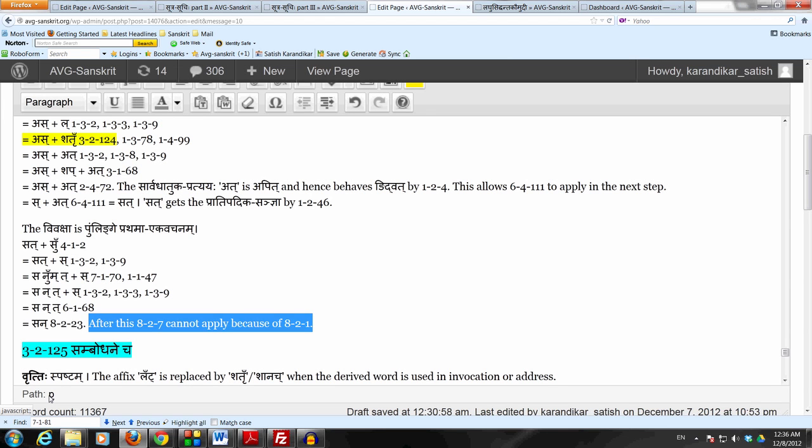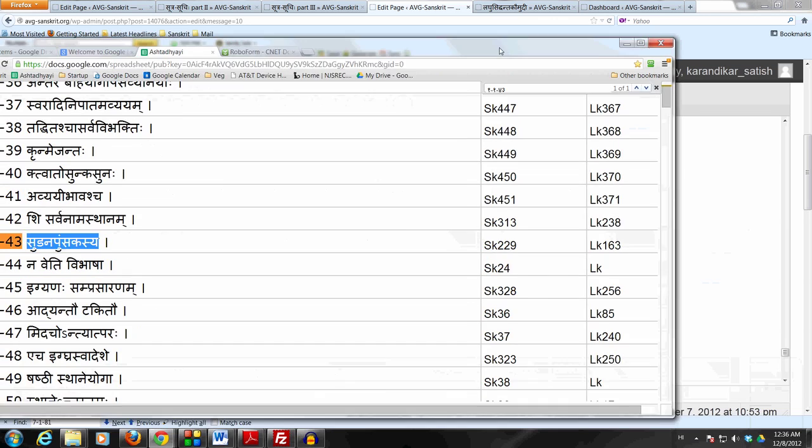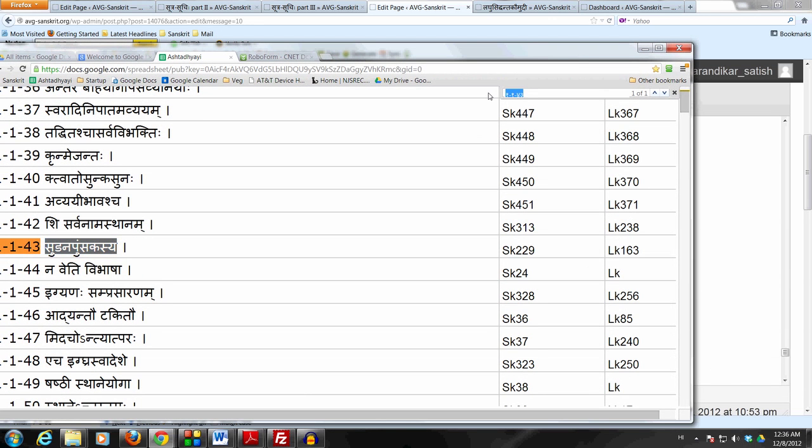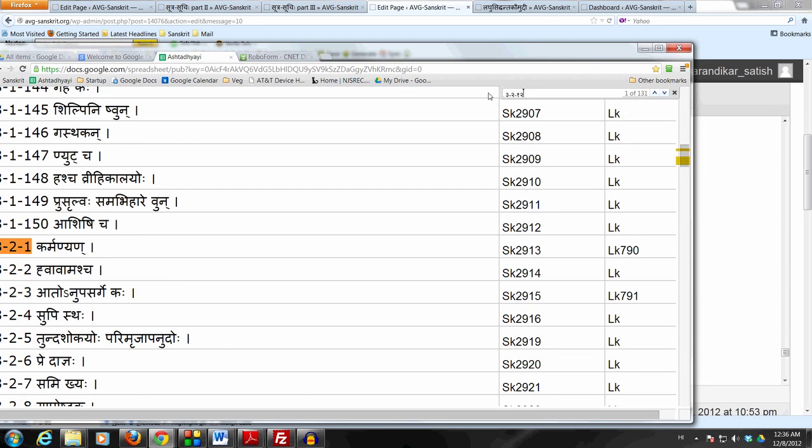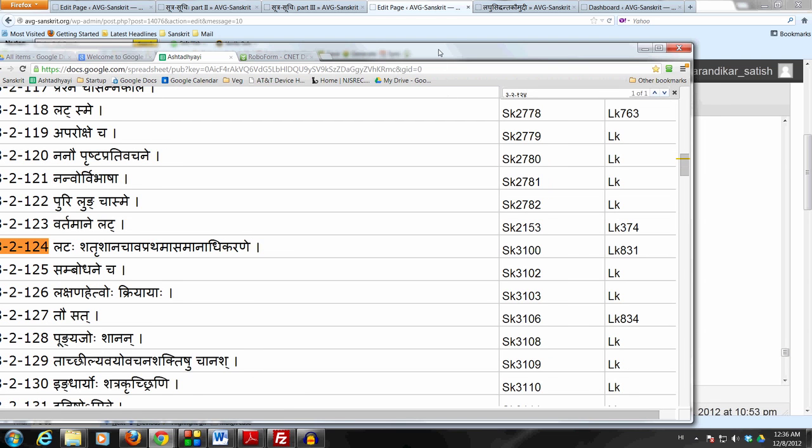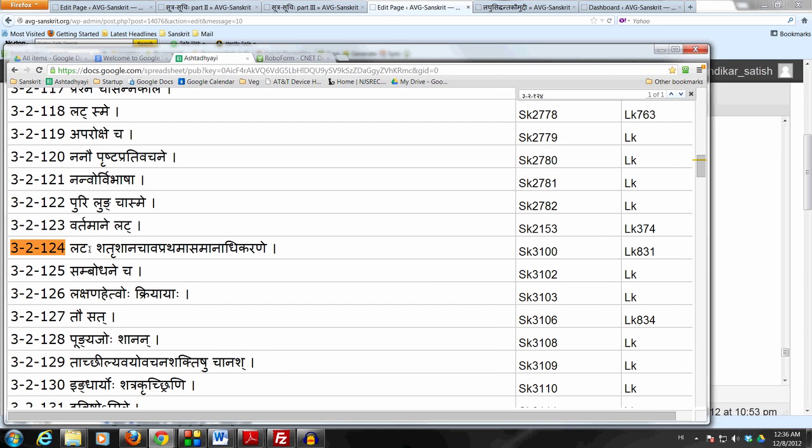So this is one little trick in the sutram, that because of the repetition of lataha in 3 to 124, we have a little loophole here which allows this Shatru Shanach to come in even when there is Prathama Samana Adhikaranyam. So this is an extremely important sutram. Many forms are derived from this sutram. This present participle is used commonly in many places. So please make yourself familiar with this sutram. Of course, we will be taking a number of examples as we go along.